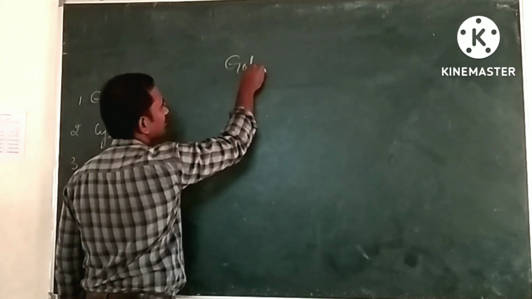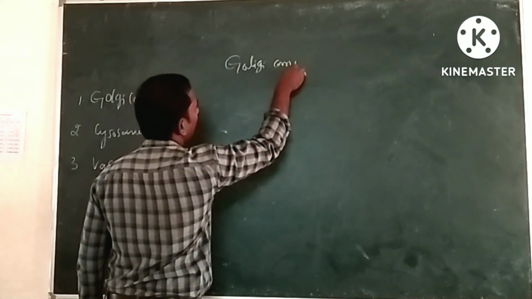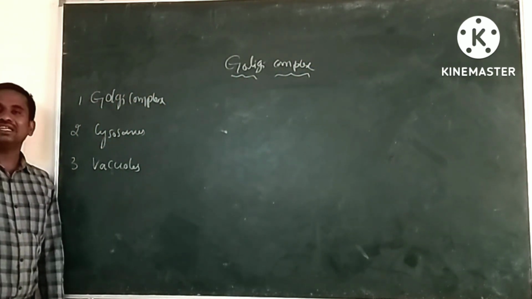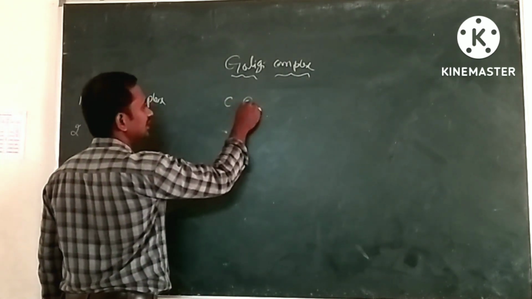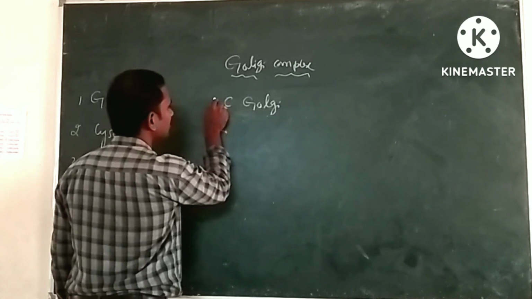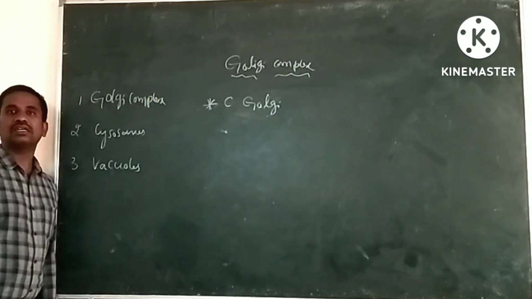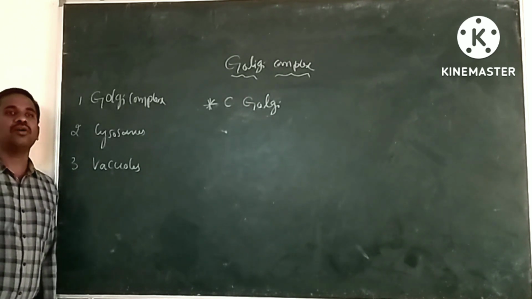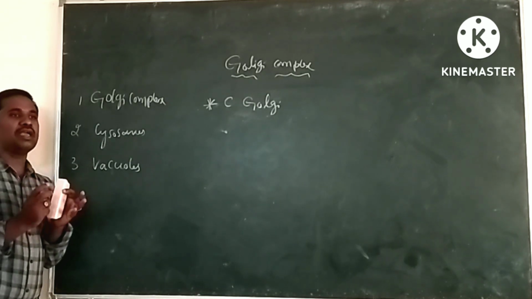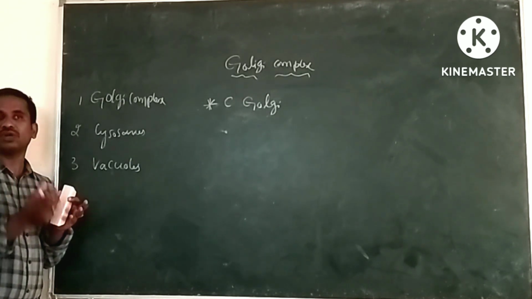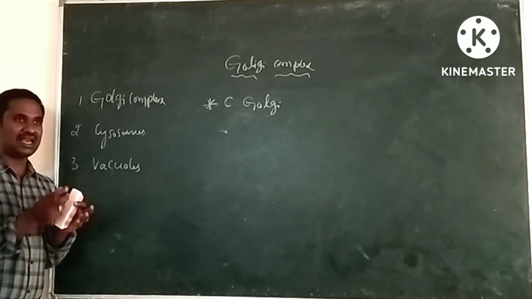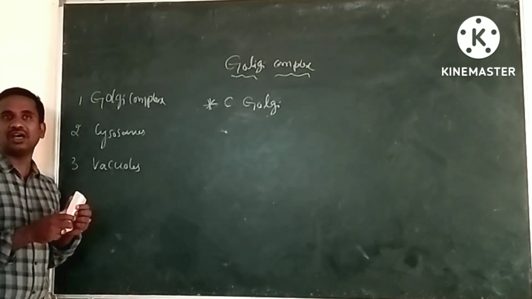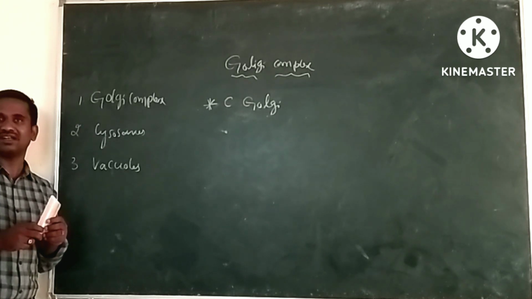It is called a Golgi complex. The Golgi complex is a special structure, discovered by Golgi. That's why, in the name of Golgi, this organelle is called the Golgi complex or Golgi apparatus. It is a complex structure: membranous tubules arranged into one structure, like a sac. It forms one structure, with membranous tubules present inside it.